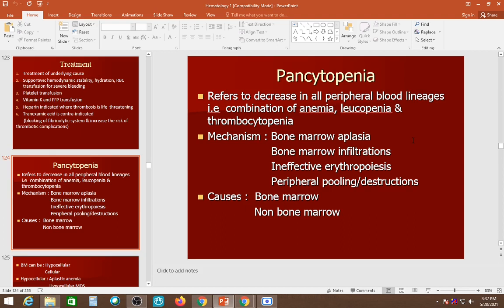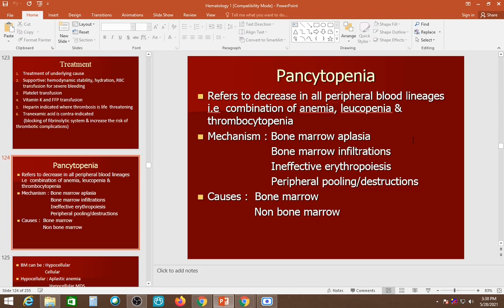Or it can be because of ineffective erythropoiesis. Like when we talked about the classification of anemia last time, I told you that the pathogenesis of anemia is because of two things. One is a decrease in RBC production, or an increase in RBC destruction. Under the decrease in RBC production, it can be because of a maturation defect, which we call ineffective erythropoiesis, right?